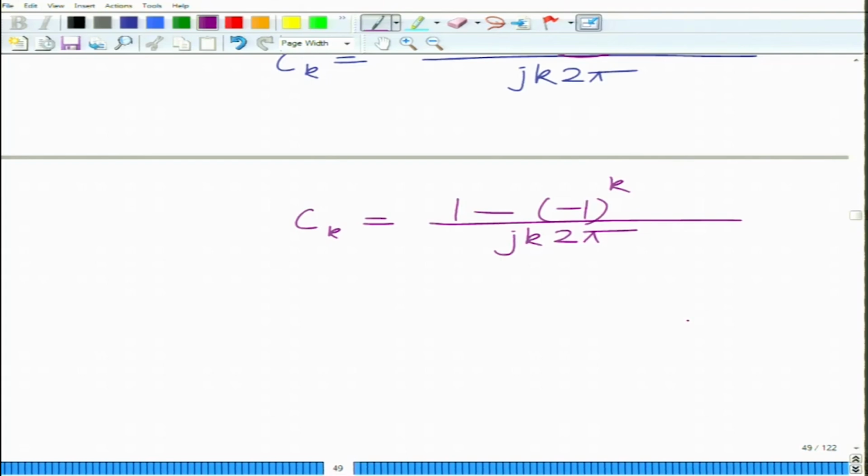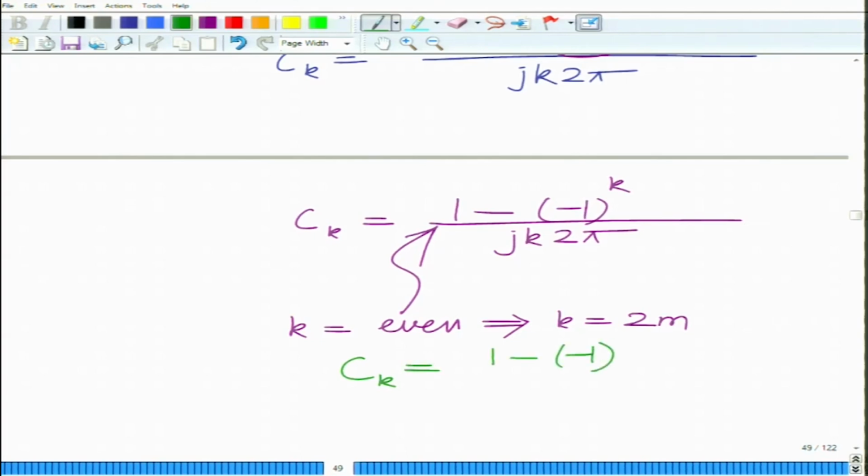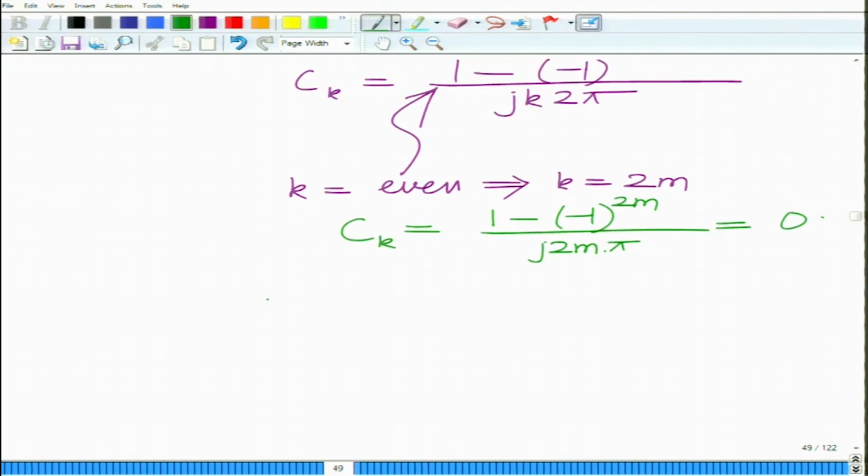Now you can observe that if k is even, that is k equals 2m, then Ck equals (1 minus (minus 1) to the power of 2m) over j into 2m pi. Now, (minus 1) raised to the 2m is 1, so this is simply 0. So, Ck is 0 if k is even.